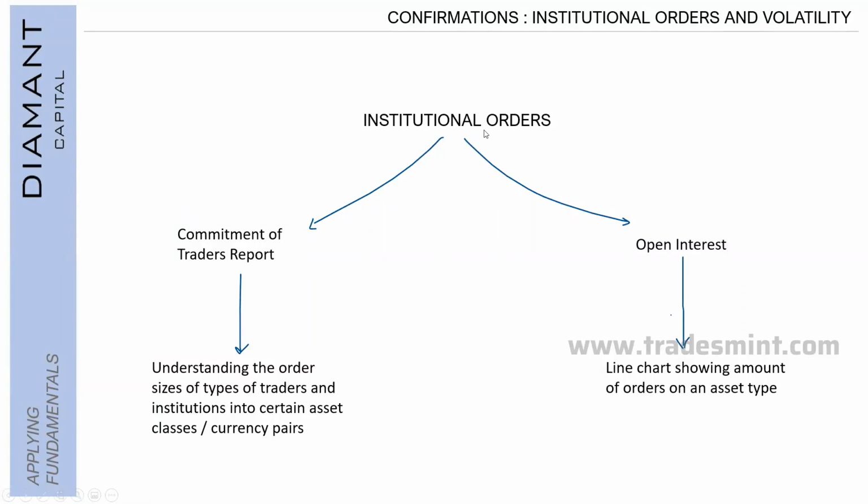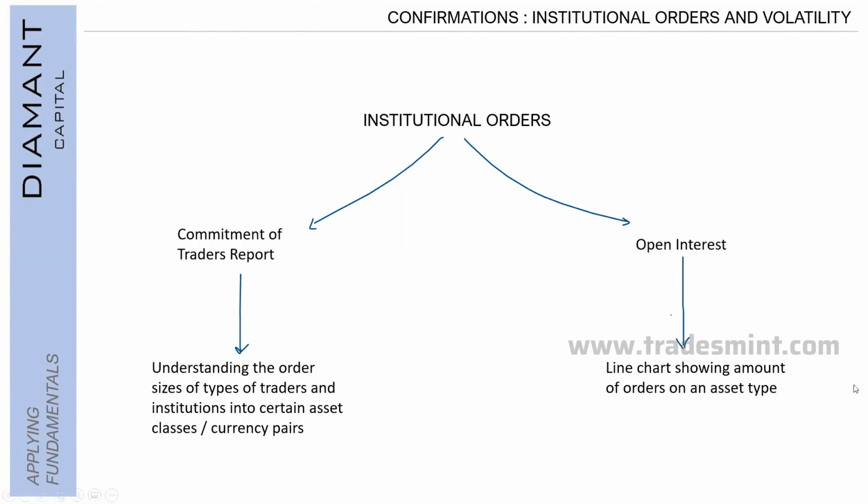So first thing we're going to look at is the institutional orders. It consists of two components. You've got the commitment of traders report, and then you've got open interest. For the commitment of traders report, also known as COT, it's understanding the order sizes of types of traders and institutions in certain asset classes and currency pairs. So what this report is, it's a document that shows every single recorded order in the market. If we're looking at the euro, for example, it will show how many orders have gone in for sales and how many have gone in for buys.